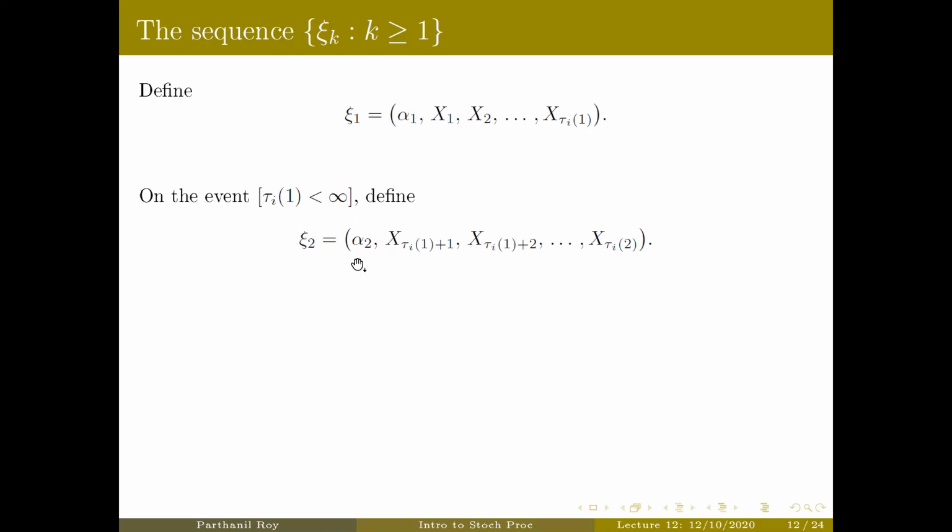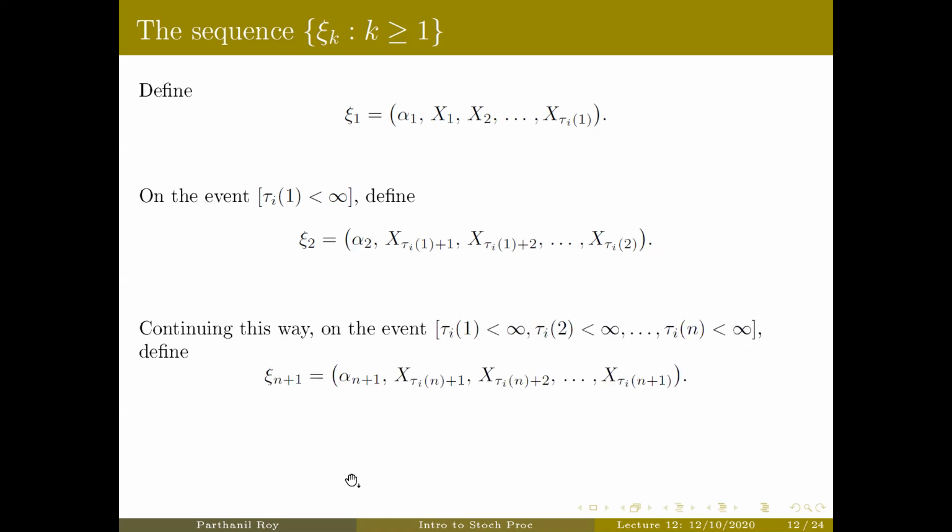Again, the same comment applies. The length of this vector, or rather the number of components in this vector, is alpha 2 plus 1. These are alpha 2 many components, and this is one more, so that's alpha 2 plus 1. In particular, if alpha 2 is infinite, which would be the case if the second return time is infinite, then we are looking at an infinite length vector.